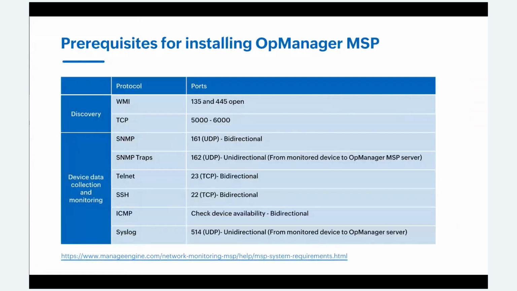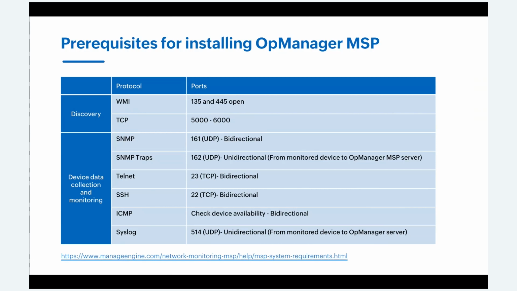In addition to meeting the software and hardware requirements, we also have a list of port requirements to be met. The protocols such as WMI, CLI, SNMP, TCP, etc. for monitoring and device data collection require these ports mentioned here to be open for easier installation of the tool and to seamlessly monitor your client network devices. Again, you can visit the link provided at the bottom of the slide for more information on the port requirements.